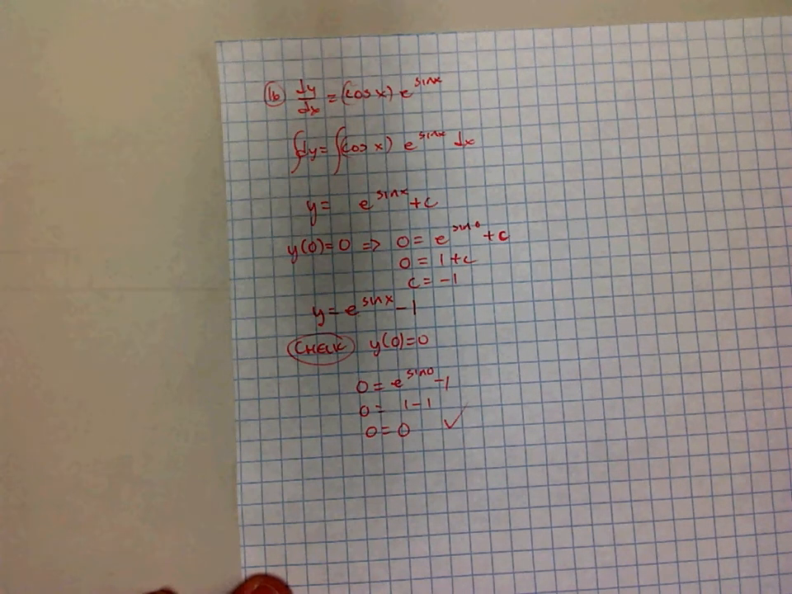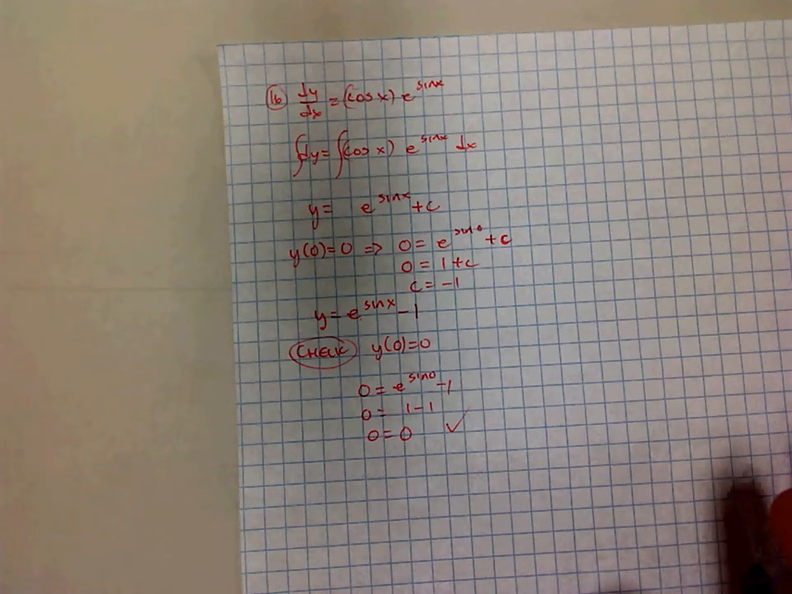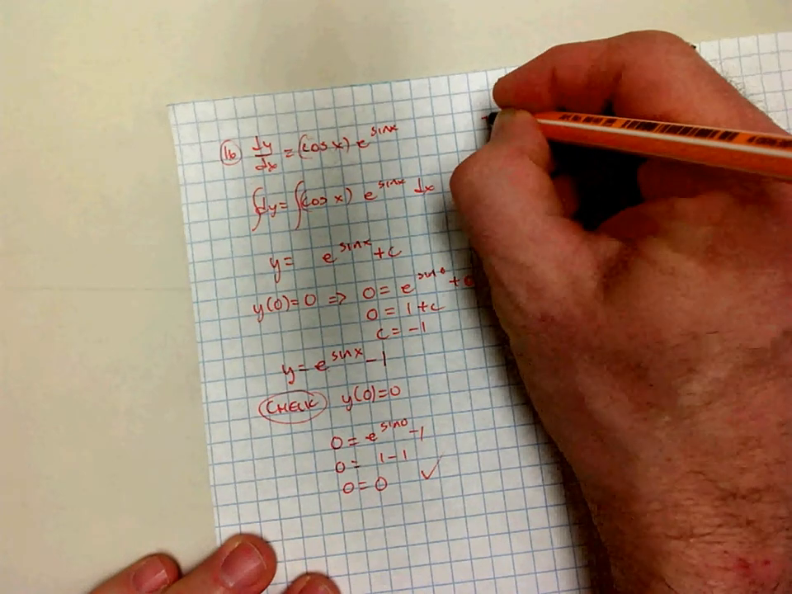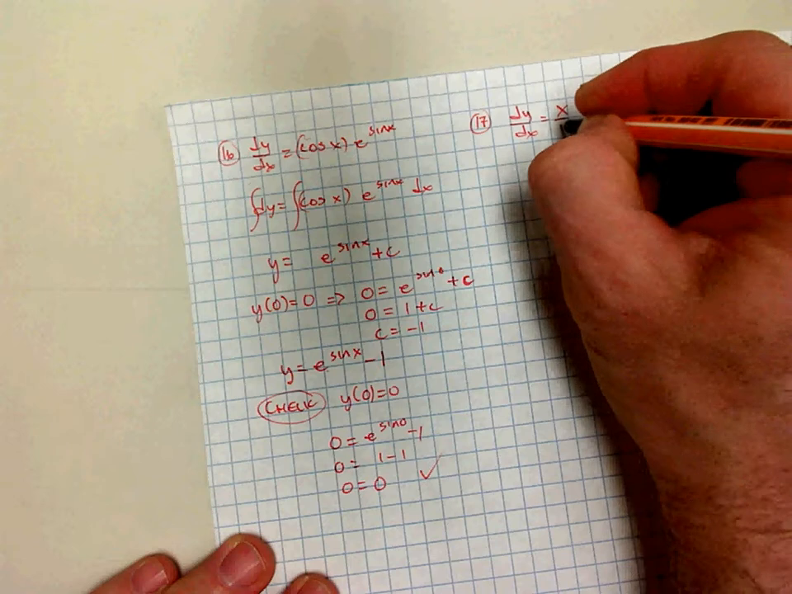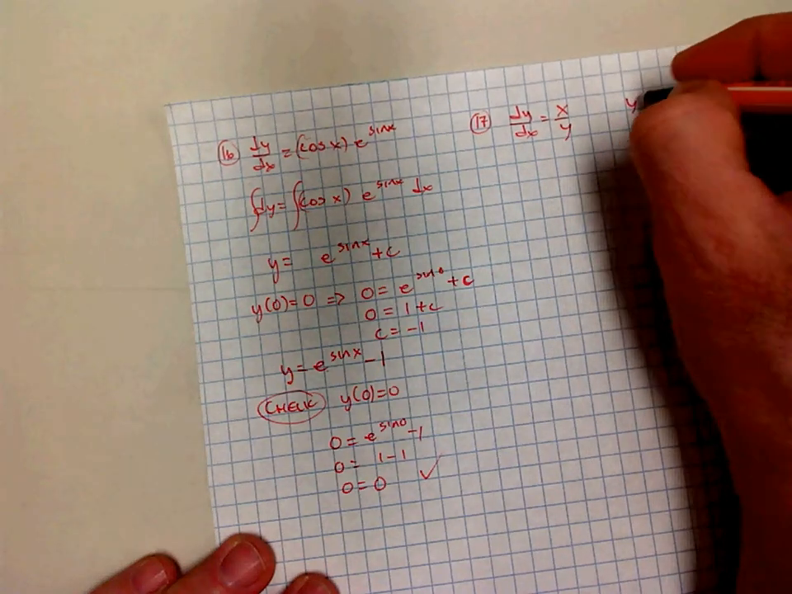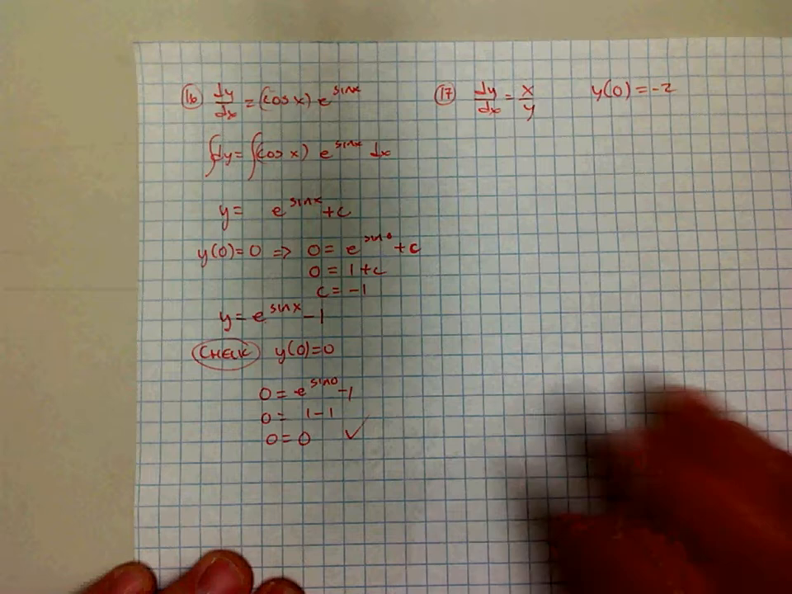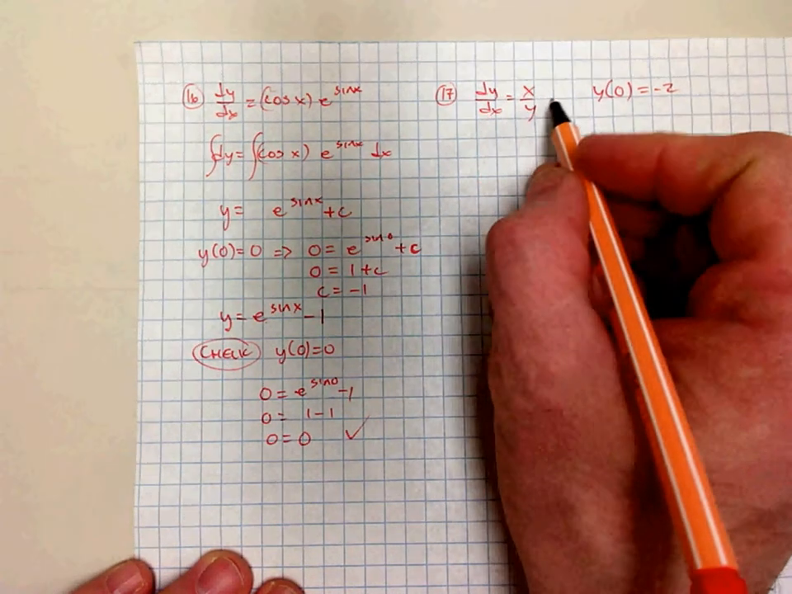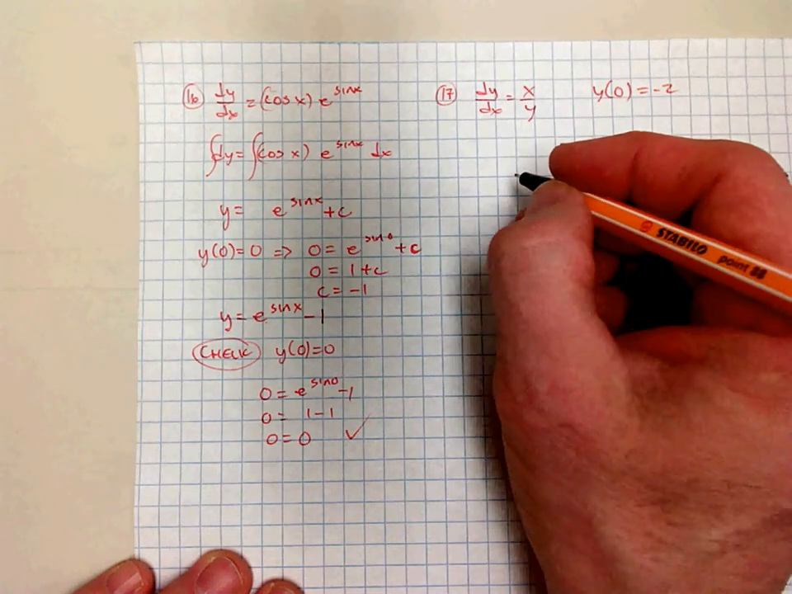17 gives us a differential equation that looks like this. dy/dx equals x over y. And we're given the initial condition y sub 0 equals negative 2. Multiply both sides by y. Multiply both sides by dx, or cross multiply these. And this looks kind of nice. y dy equals x dx.